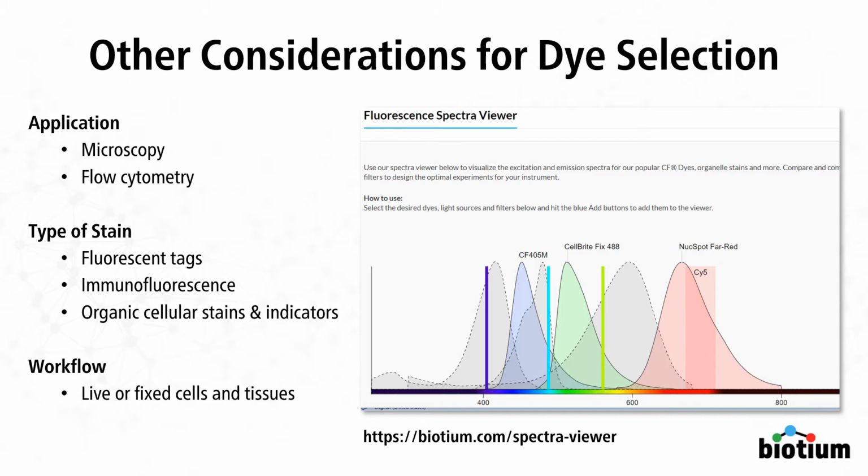A useful resource when selecting cellular stains is the Spectre Viewer, which can be found at our website. The Spectre Viewer allows you to select excitation sources or filters, emission filters, and dyes. This allows you to see if the dyes selected will work together and will work with your instrumentation. Biotium carries dyes in a wide range of colors, making multiplex staining easy.